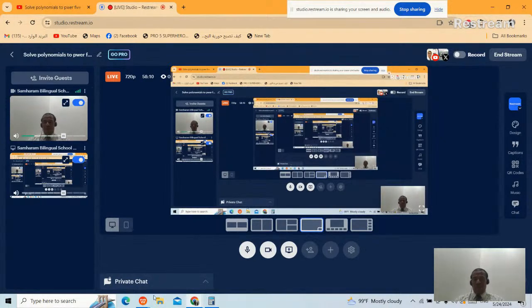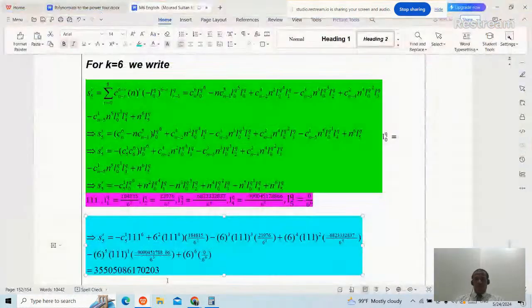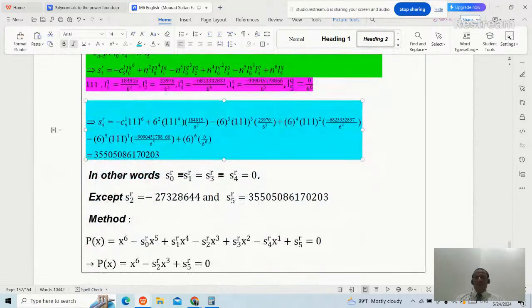I'll come here, learners, to continue proceeding. Therefore, in other words, we got S0 of order R equal to S1 of order R, equal to S3 of order R, equal to S4 of order R, equals 0, except, learners, S2 of R is different from 0. It will be negative 27,328,644. And S5 is also different from 0 because we found its value.